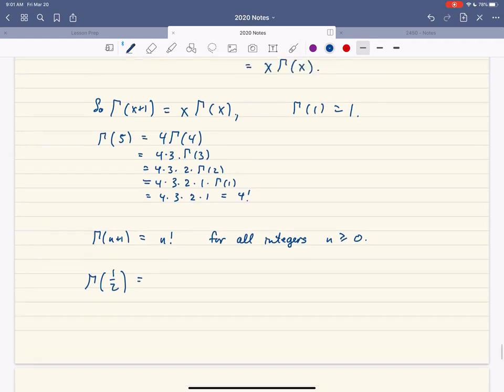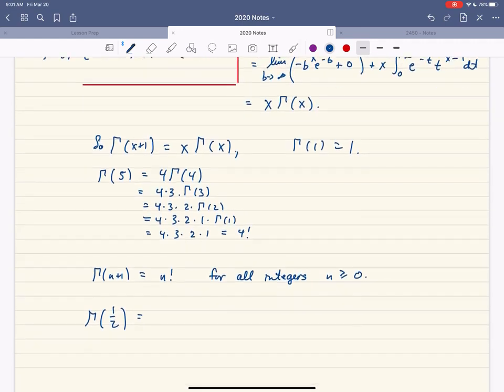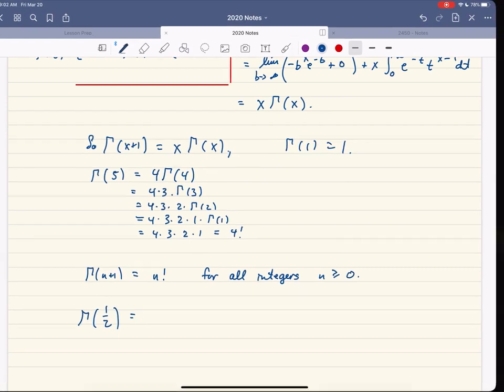Okay, and so gamma of 1/2, what we're going to do there, and we need to be a little bit clever here. These half integer values are going to be very useful for us. But gamma of 1/2, let's just plug everything in.